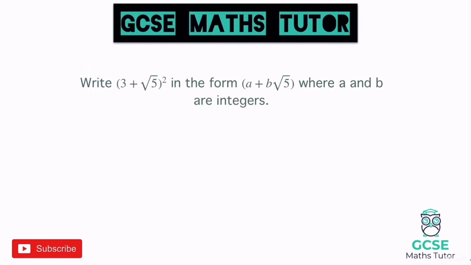Okay, so we've got some surds questions. So 3 plus root 5 squared in the form a plus b root 5, where a and b are integers. Okay, so we need to have a look at this. So that obviously is a double bracket there. So if I rewrite this as a double bracket, we've got 3 plus root 5 and 3 plus root 5. And we just need to expand that now and see what we get.